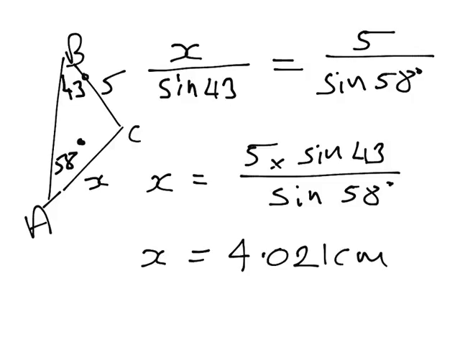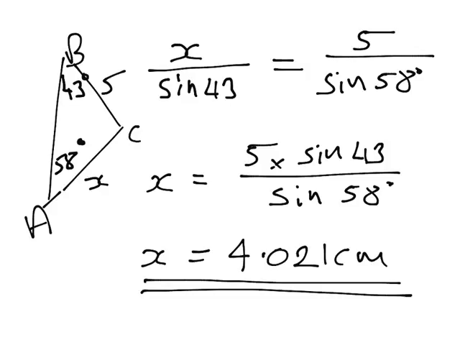4.021 centimetres. And that should make sense, because if you look at the actual original triangle, 58 is slightly bigger than 43. So we would expect that the side opposite to be slightly bigger than x. So we've got 5 compared to 4.021. So that answer makes sense. Happy with that one. Okay. So that's an example of using the sine rule to find the side of a triangle.